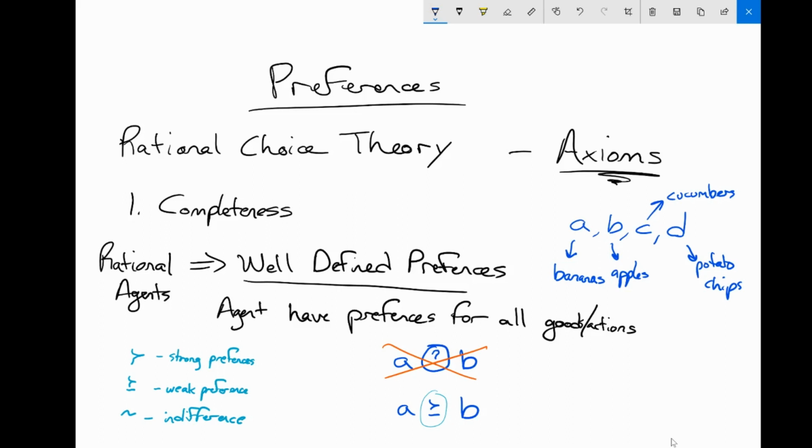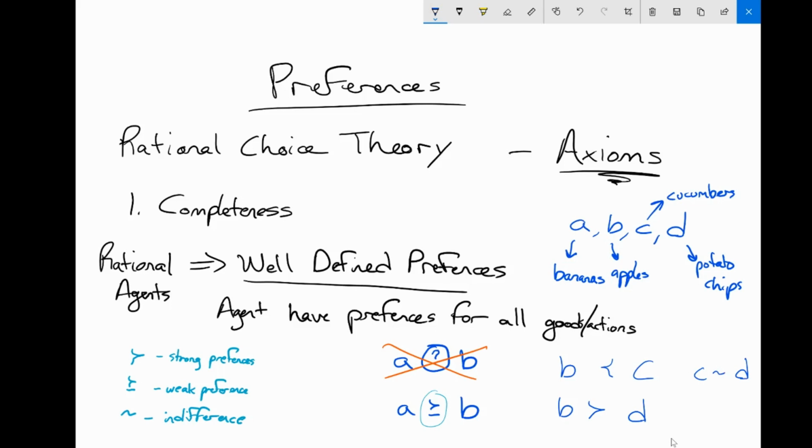So if I put B and C in front of a rational agent, the rational agent would be able to tell me, oh, you know what? I prefer C to B. And if I put B and D in front of somebody, let's say you put B and D in front of me, do I prefer apples or potato chips? Well, I strongly prefer apples to potato chips. I have a defined preference. Maybe if you put C and D in front of me, maybe I'm indifferent. But it's at least well defined. I know that I am indifferent between C and D.